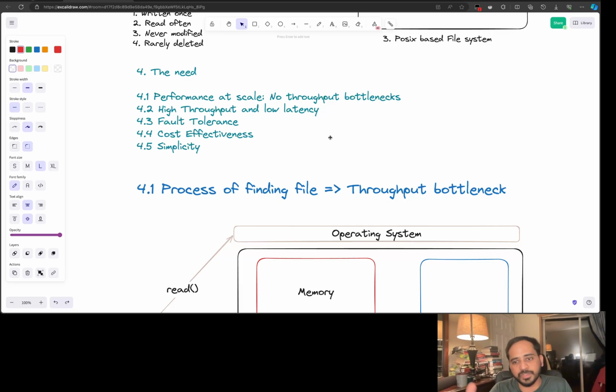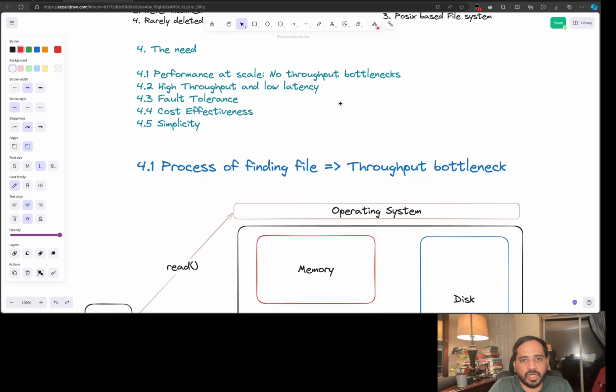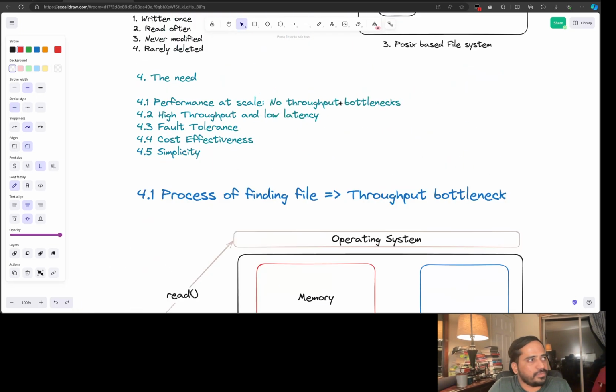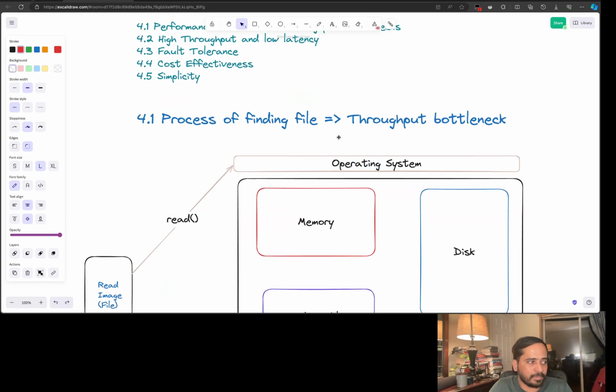So how much is the latency? We'll talk about it. Then we want to talk about fault tolerance, which means if something crashes, can I still recover the data? Do I still have it or not? Cost effectiveness, the amount of money it takes to store something and retrieve it. And simplicity. Talking about the first part, performance at scale with no throughput bottlenecks, do traditional POSIX file-based systems come with any bottlenecks? Let's explore how an image is loaded when an application says read image.